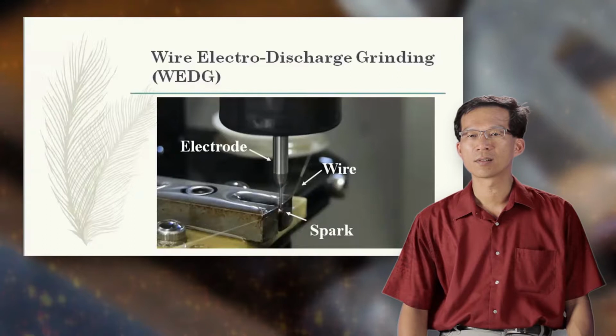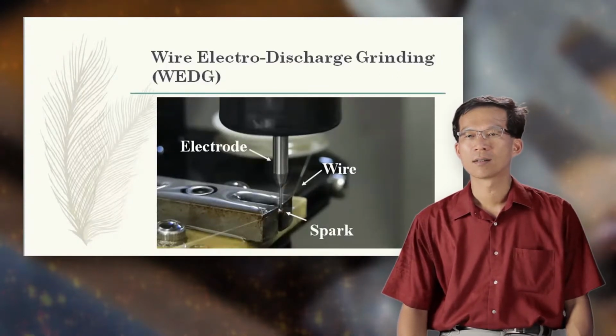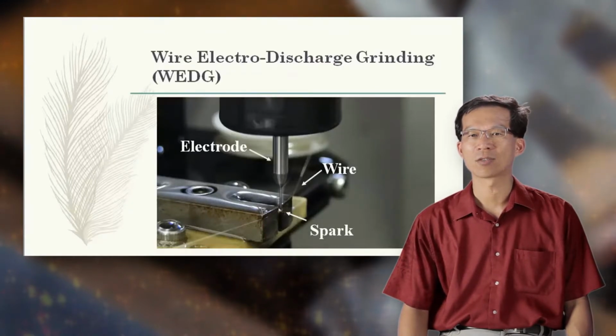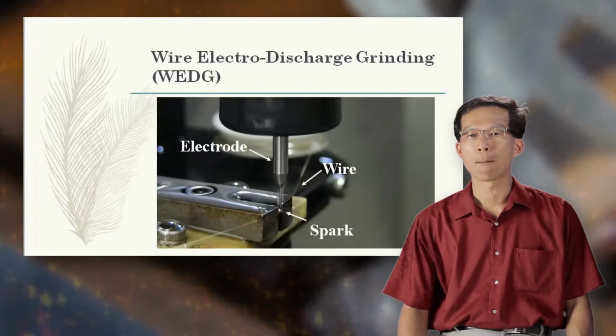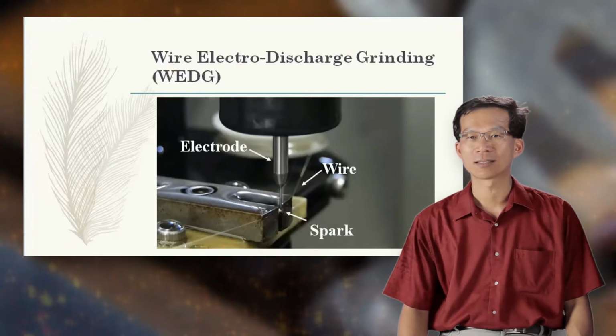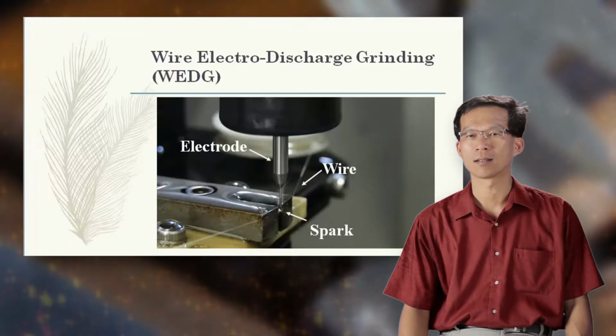The EDM system consists of an electrode and a workpiece, connected to a DC power supply and placed in a dielectric fluid. Electrode preparation plays an important part for EDM. It was not easy to produce a micro-scale electrode until wire electrode discharge grinding was invented by Professor Masuzawa in 1985.